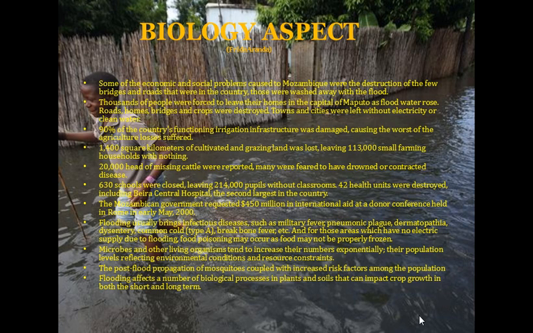By March, thousands of people had lost their homes and thousands more were trapped by flood waters. The effects on the economic systems were that some of the economic and social problems caused to Mozambique were the destruction of the few bridges and roads that were in the country. Those were washed away with the flood. 90% of the country's functioning irrigation infrastructure was damaged, causing the worst of the agricultural losses suffered. 1,400 square kilometers of cultivated and grazing land was lost, leaving 113,000 small farming households with nothing.